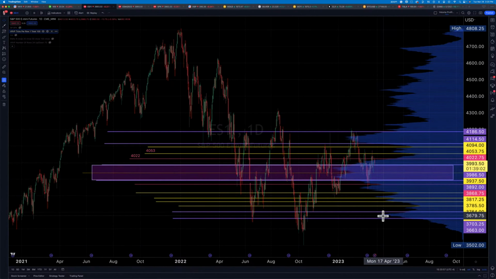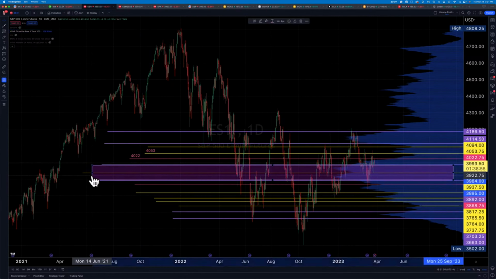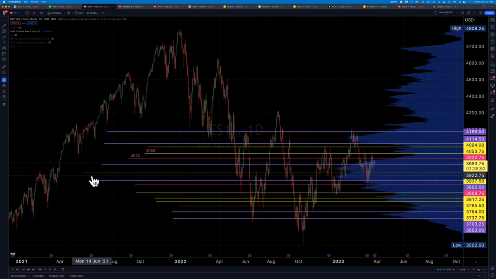Now, just to show you how impactful that is, I'm going to remove this box. This box is just making it easy for us to see where the node is, but I'm going to just remove it.